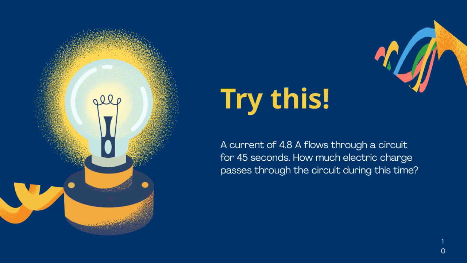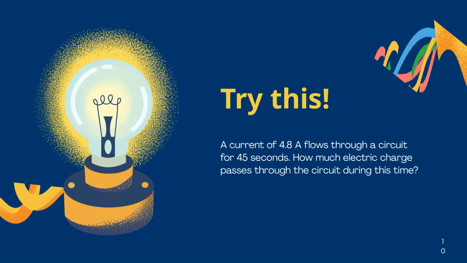Remember, current is the rate of flow of electric charge, so to find the total charge, we multiply the current by the time the current flows. This is a great way to connect the concept of current to real-world scenarios, like how much charge is transferred in a given period. It's a fundamental idea that links the flow of electrons to the overall behavior of electrical circuits, and understanding it helps us grasp how devices operate over time. Now, let's see how we can apply this to find the actual amount of charge that passes through in these 45 seconds.